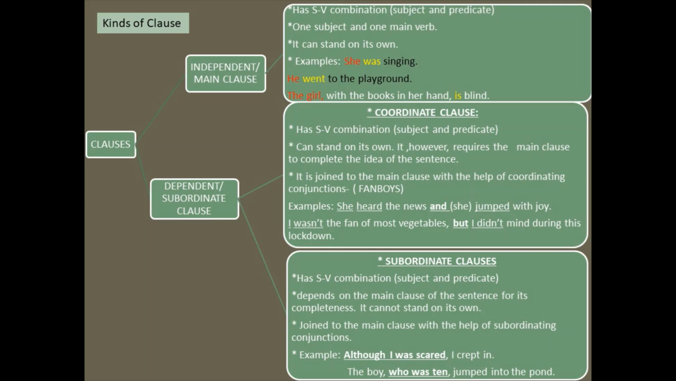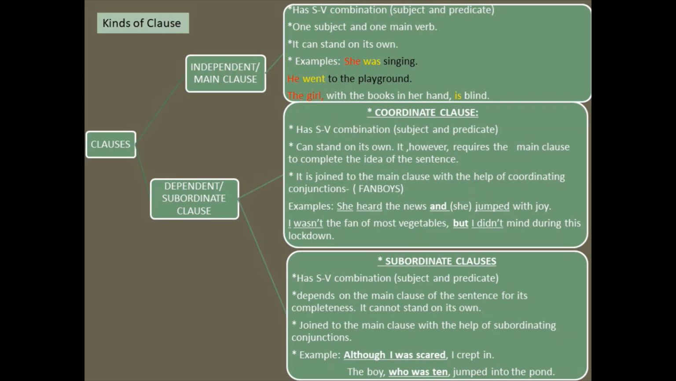But if we join it with the main clause, the boy who was 10 jumped into the pond. Or the boy jumped into the pond, the boy who was 10. So it is giving more information about the boy there. The boy who was 10 jumped into the pond. So we get the subordinate clause as well as the main clause in this.